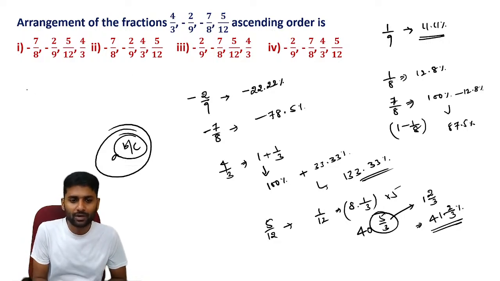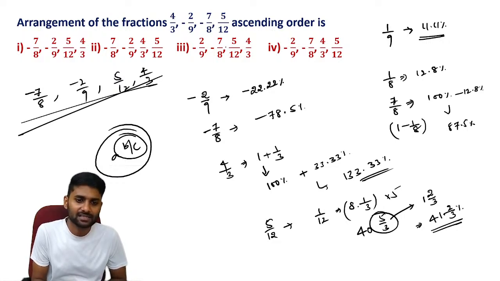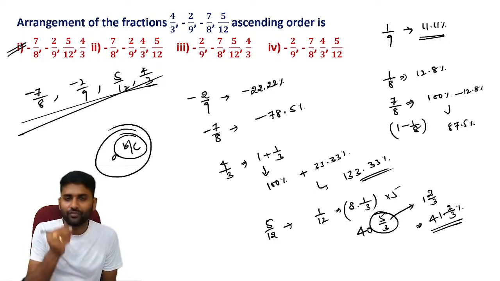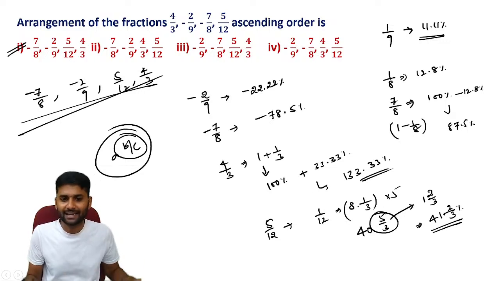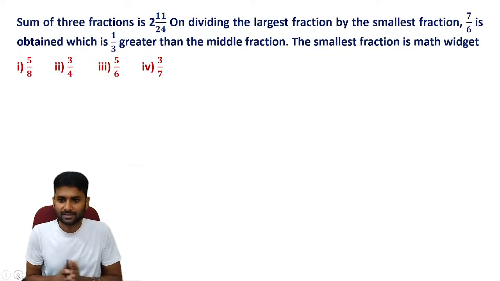But if you observe the overall values, the first value is minus 87.5 percent, the next is minus 22.22 percent, the next is 41 and 2 by 3 percent for 5 by 12, and finally the value of 4 by 3. So this is the ascending order. According to the options, you have to choose the correct one. So this is all about arranging the given fractions in ascending order. Try this question.